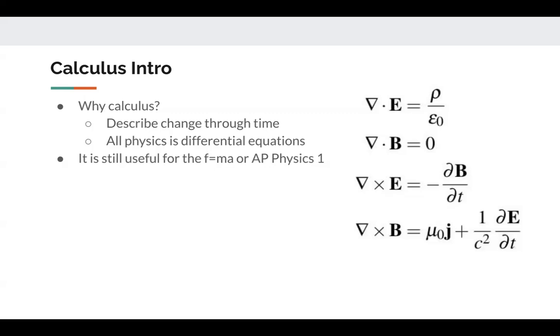So even if you think that you don't need it for F equals MA or AP Physics 1, we're not covering calculus very in depth in this class. It's not like you're going to be at an AP Calculus BC level after you're done with this class. This is more so just understanding the concepts of calculus and some basic operations so that you can use them in your physics problems, and especially so that we can use them to explain physics concepts to you.